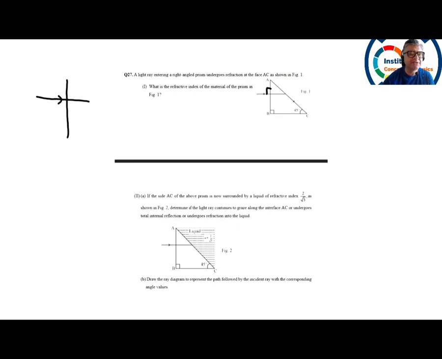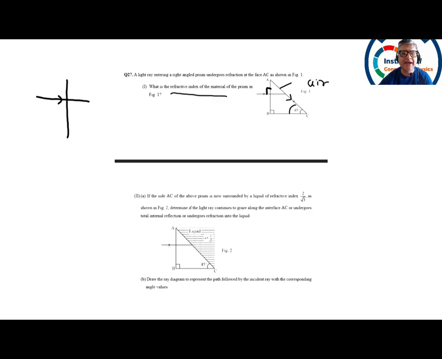This is where it has struck. And then what has happened? It has grazed through this surface. Grazed means along the surface which is touching the air. So you have air here. I hope this is making sense. You have to find the refractive index of the material. The given information is this is 45 degrees.